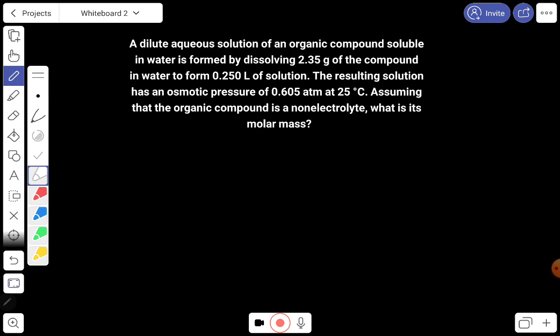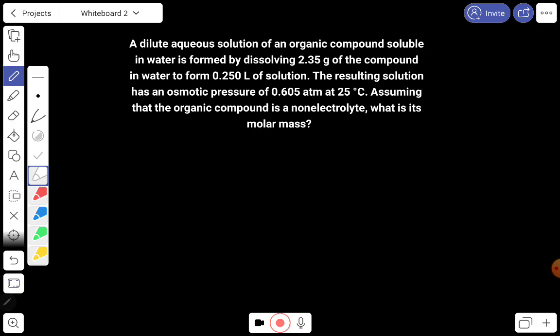So let's read this question for now. A dilute aqueous solution of an organic compound soluble in water is formed by dissolving 2.35 gram of the compound in water to form 0.250 liters of solution. The resulting solution has an osmotic pressure of 0.605 atm at 25 degrees Celsius. Assuming that the organic compound is a non-electrolyte, what is its molar mass?